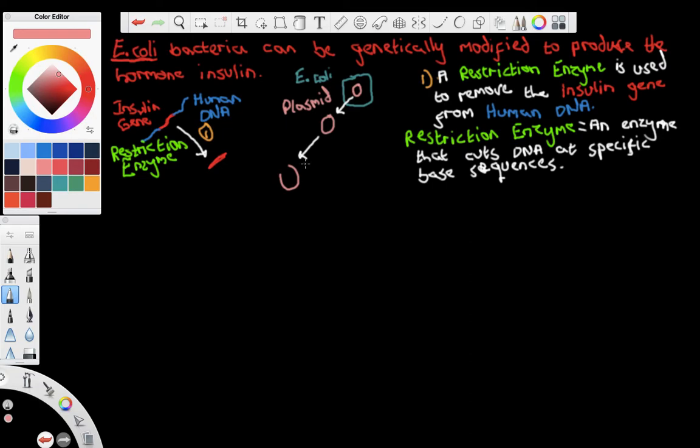And here we're going to use the restriction enzyme again. So on this arrow here, I'm going to put restriction enzyme. So number 2, we can say a plasmid. And if you can't remember what a plasmid is, you need to go back and look at your notes on cells.